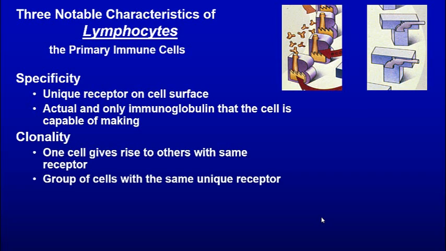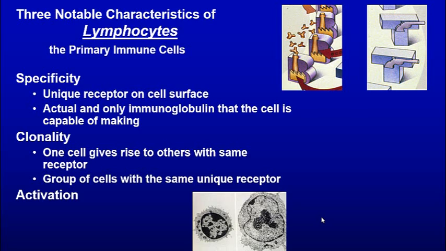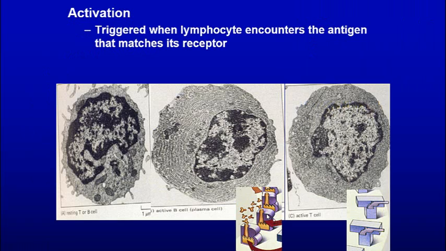Groups of cells with the same unique receptor is what you have. And activation, that is, the cell has to see the antigen before it activates. And when it activates, the nucleus swells, the DNA unwinds, cytoplasm increases for a cell to respond. And so this cell with increased amount of DNA divides to increase the number of cells for responding to the immune insult. So what triggers? Activation triggers lymphocytes and encounters the antigen.